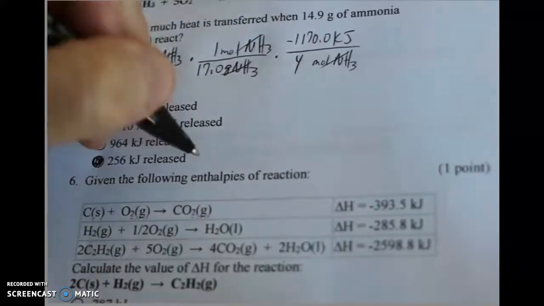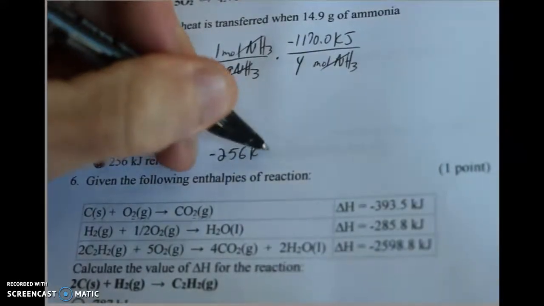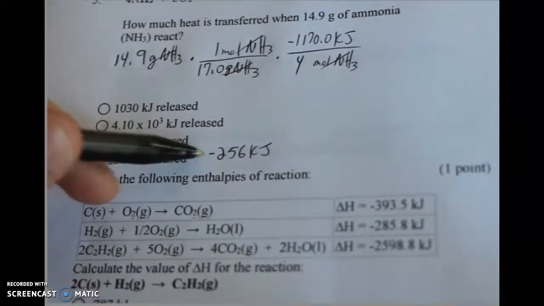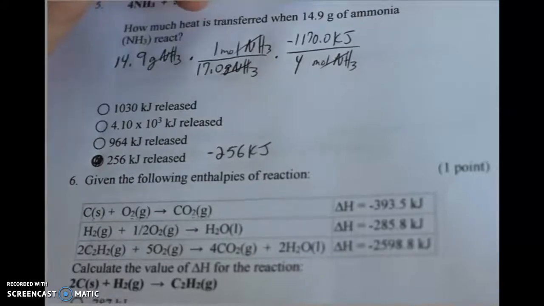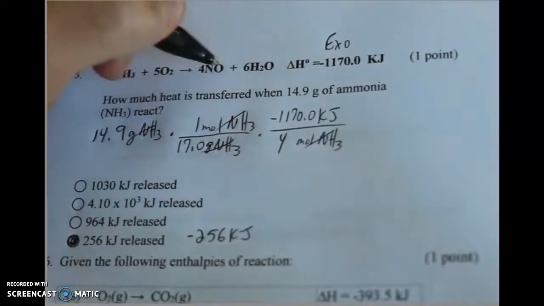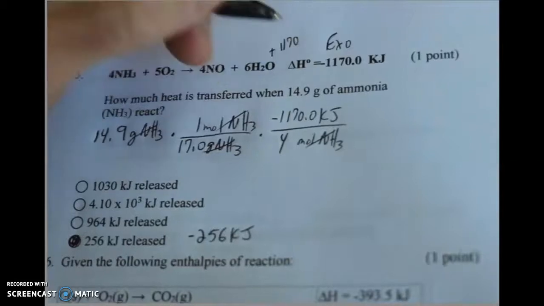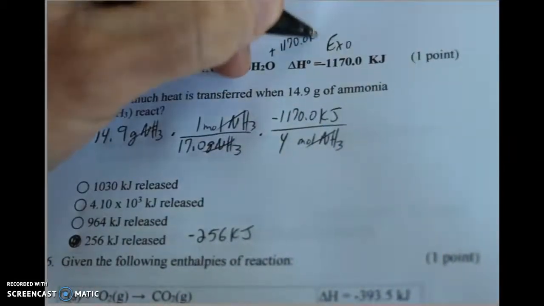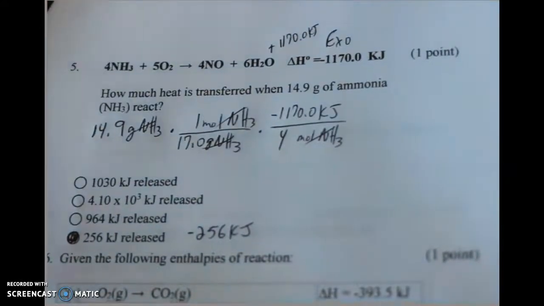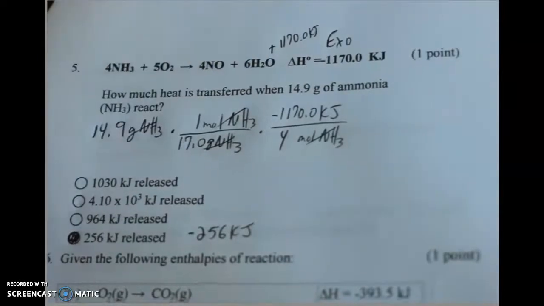Now the other way you could do it, you could also give the answer as just negative 256 kilojoules. Released and the negative mean the same thing. Heat is a product. If you were going to write this reaction out, not in delta H terms but as a thermochemical equation, you would have this product plus 1170.0 kilojoules, because when the reaction's exothermic, heat is a product. It's released. So just like these products are released to the surroundings, that gets released to the surroundings too.